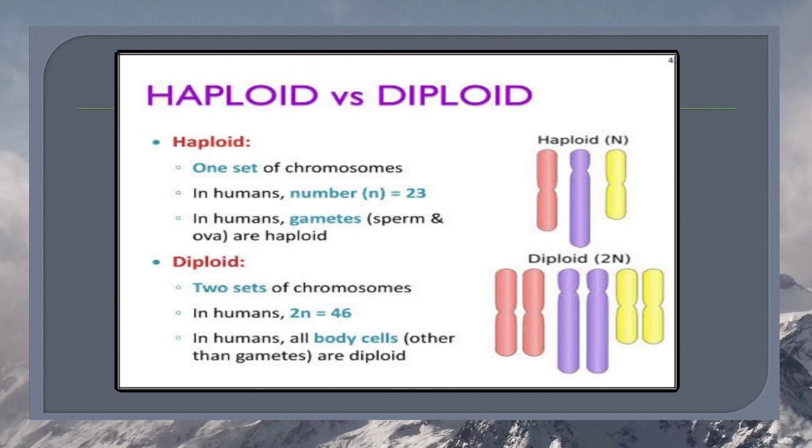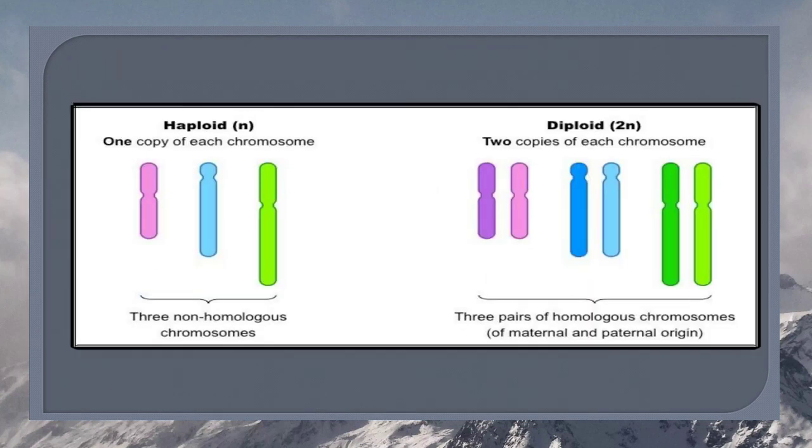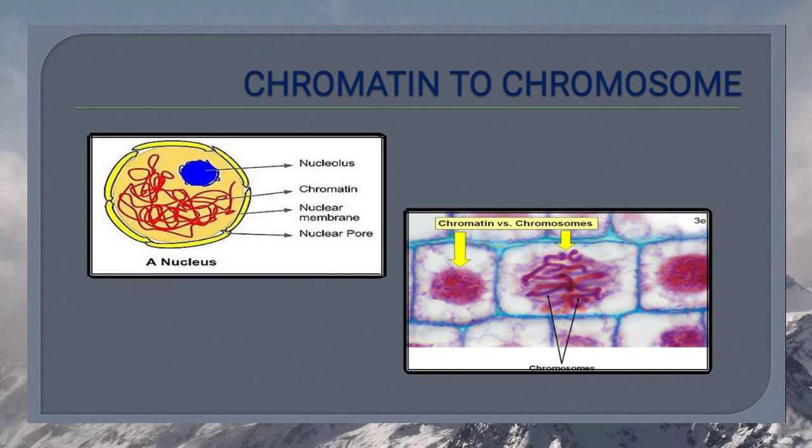So you can see the figure here. Haploid means only one set is there. Three different colors of chromosomes are shown here. When it is two sets, it is known as diploid. This picture again shows haploid and diploid. Now let us learn about chromosomes. So here is a diagram of nucleus.